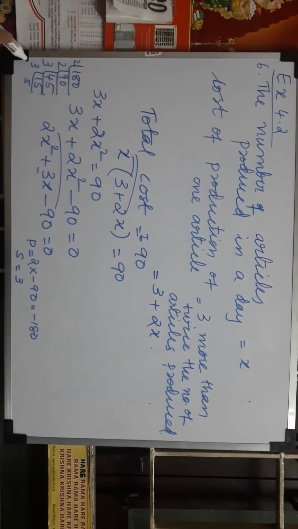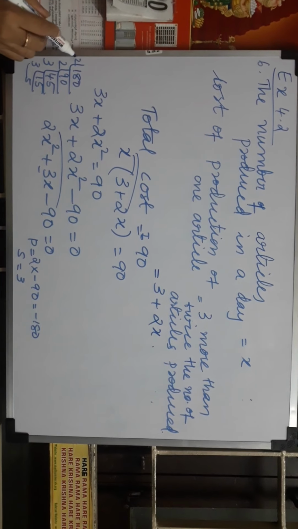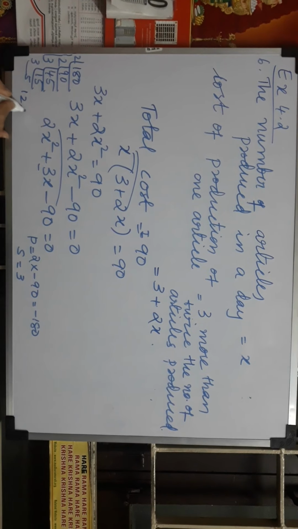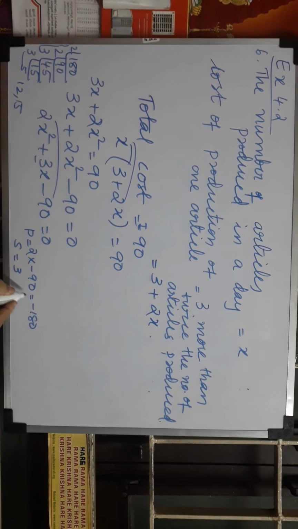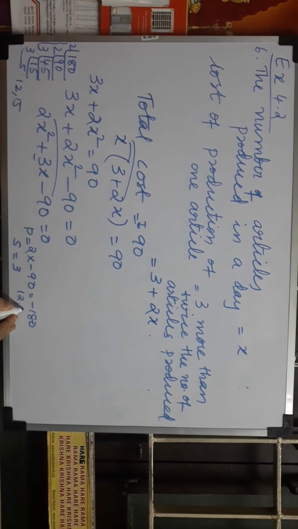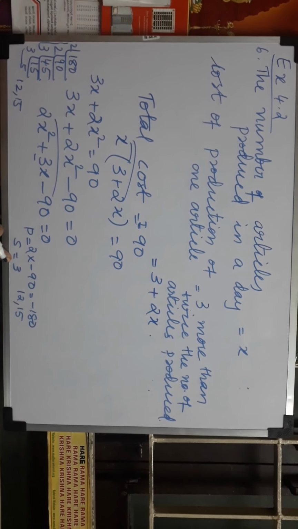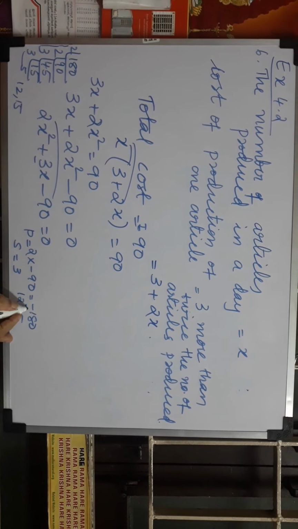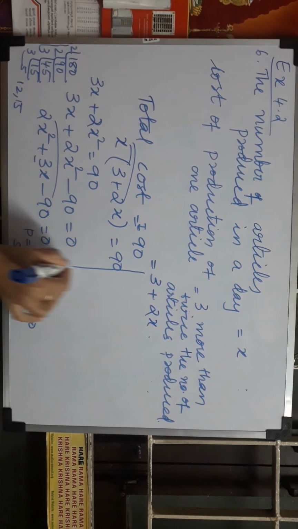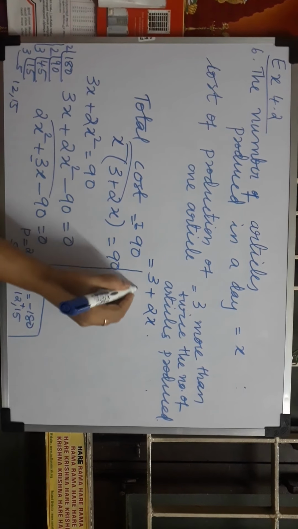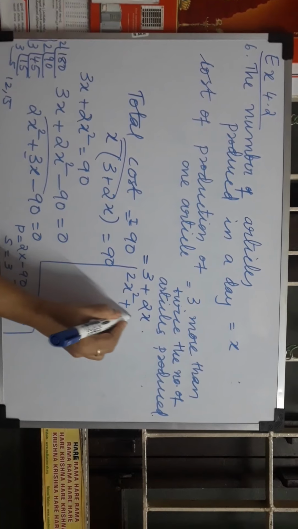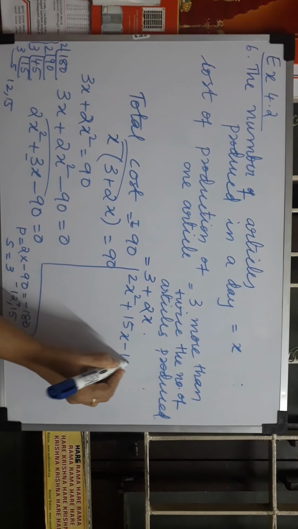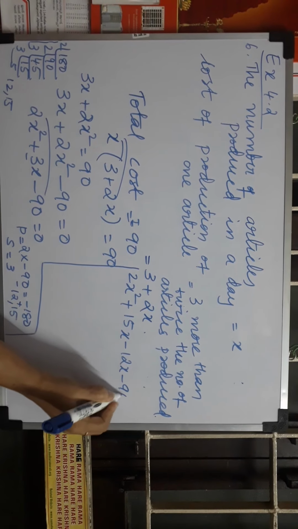For this, you check: 5 threes are 15, 4 threes are 12. So we can take 12 and 15. The two numbers are 12 and 15. Whichever is negative, the bigger number is positive. So 15 is positive and 12 is negative. So we can split this as 2x square plus 15x minus 12x minus 90 is equal to 0.